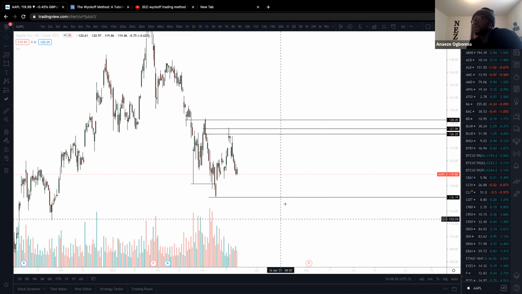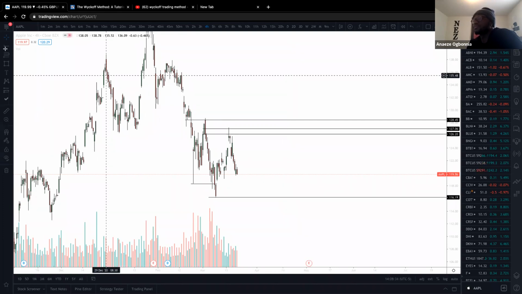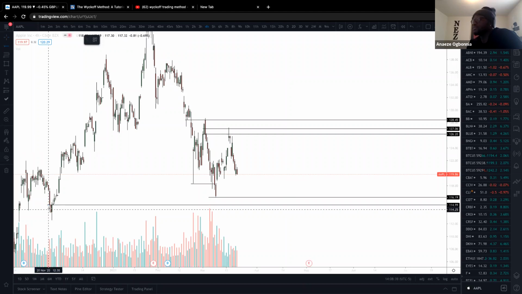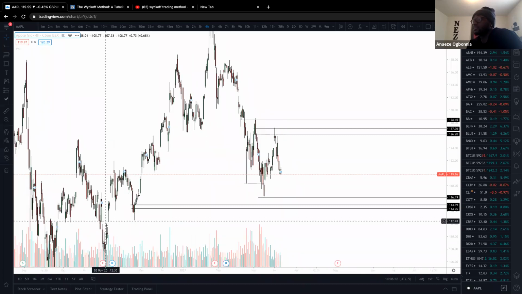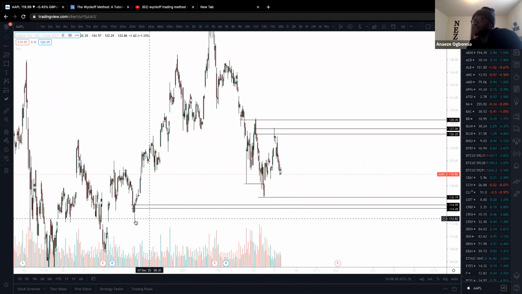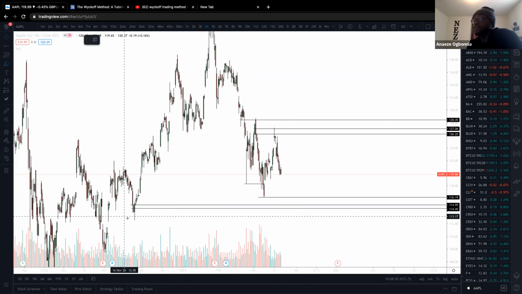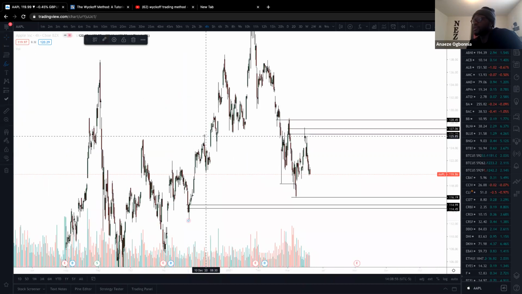Nice. Buy again, 115. Buy again, 114. Liquidity, break of structure. Get out of the money for sure. Out of the money. So if price comes under, out of the money, we ride it up, break of structure.